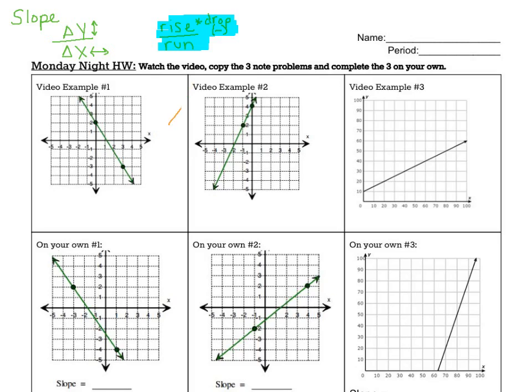Whoops. Still getting used to this program too. Crazy orange lines everywhere. Okay.